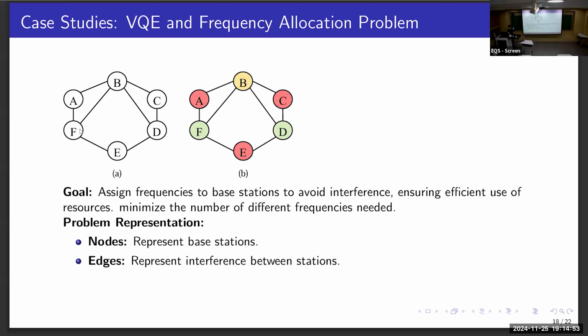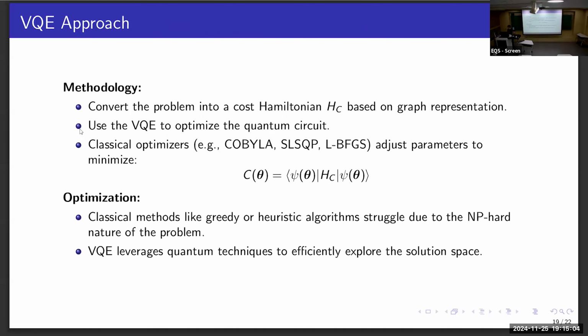So in this case, nodes represent base stations, and edges represent interference between stations. So the approach was to convert the problem into a cost Hamiltonian based on graph representation and use the VQE to optimize the quantum circuit, with classical optimizer examples COBYLA, SLSQP, L-BFGS. These are classical optimizers. They adjust parameters to minimize the cost function below.